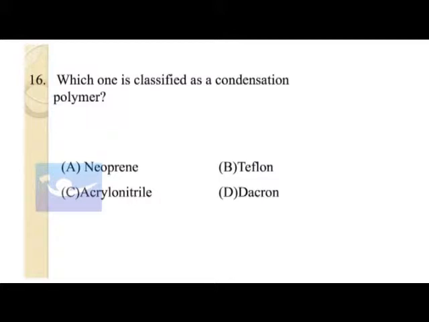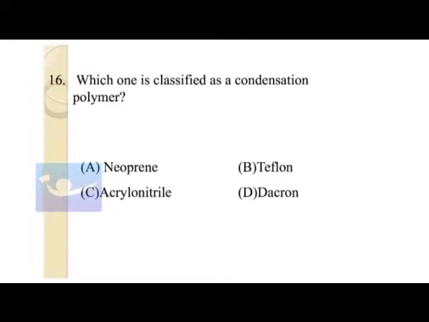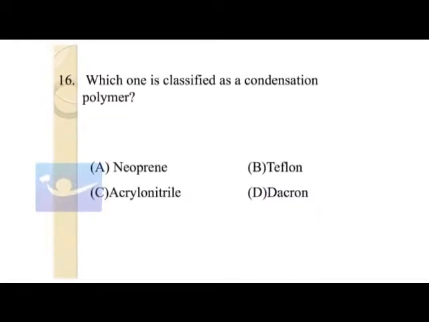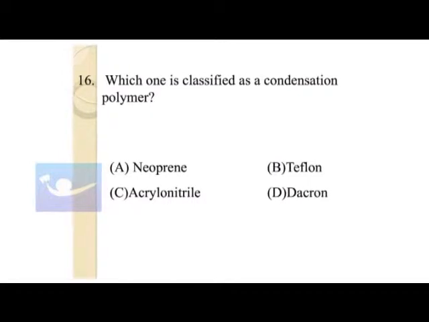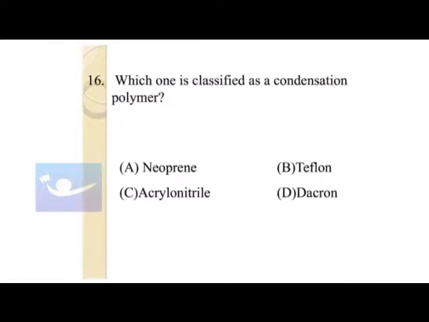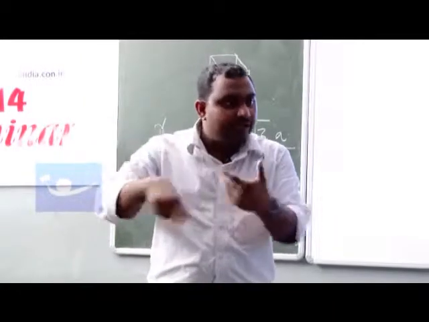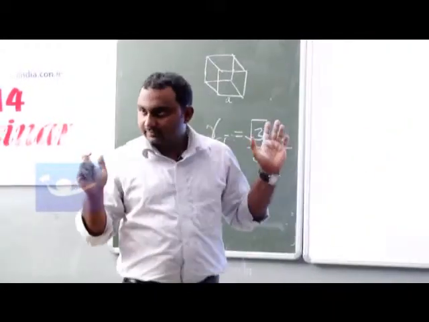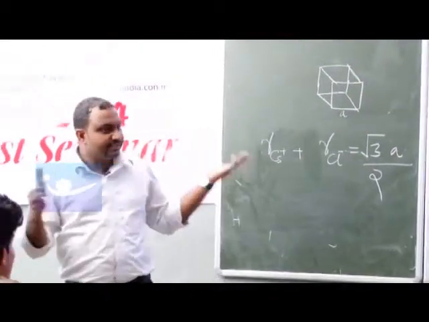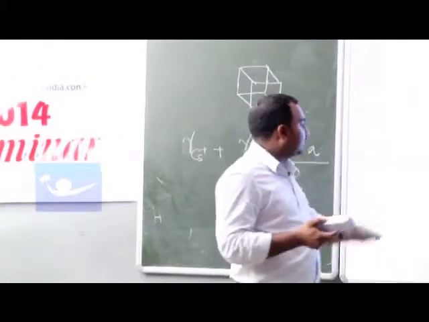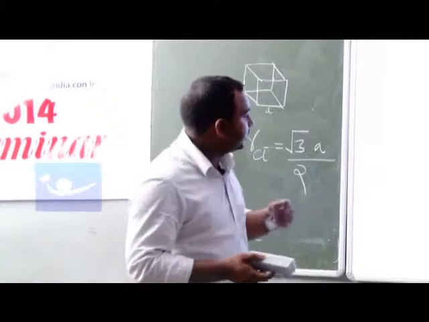Okay. Which one is classified as a condensation polymer? There are 2 types of polymers. One is addition polymer. 2 molecules will be added without eliminating any atom or any molecule. Whereas in condensation polymer, 2 different monomers will get added and some molecule will be condensed. Here again it is not on the basis of logic, you need to be familiar with this.